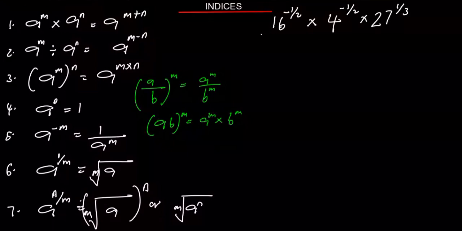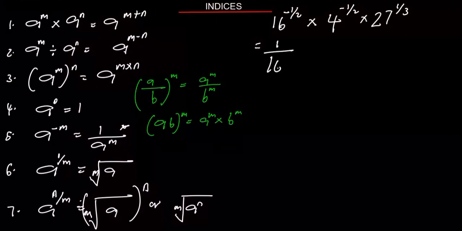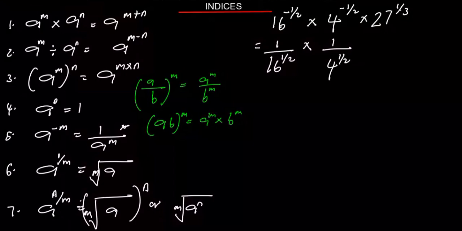Now, how do we do this? Don't rush it. Whenever you see a negative power, quickly apply this law. Just say 1 over 16 raised to the power half. That minus sign is what you use to write the 1 over. Then times what you have here: this minus also gives 1 over 4 raised to the power half. What you have here does not have a minus, so replace it like that.